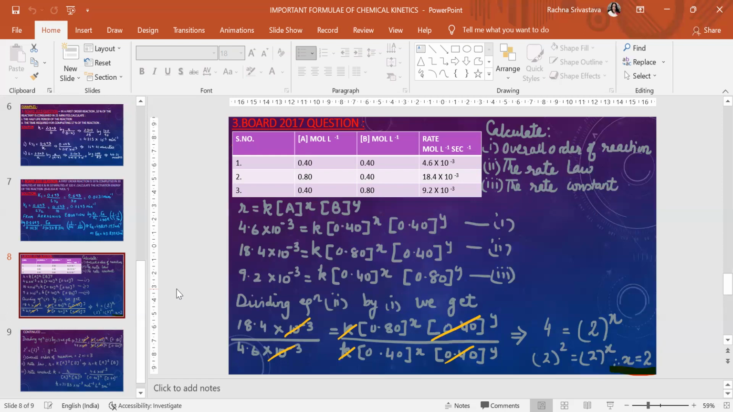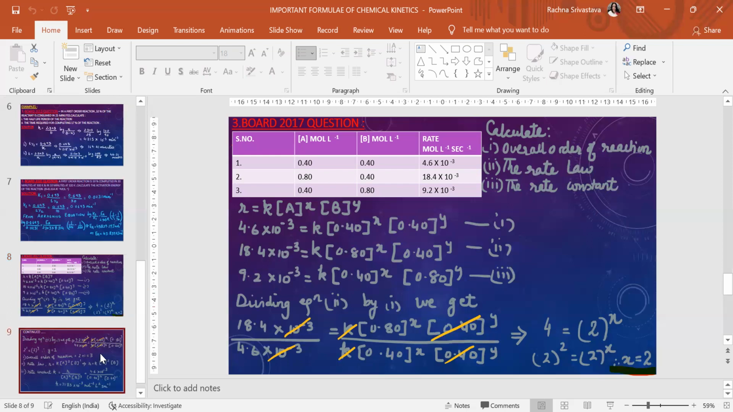The value of K will get cancelled, 10 to the power minus 3 will get cancelled. So you are left with, after simplifying everything, 4 is equal to 2 raised to the power x. As I said, to calculate the power, you have to make the bases same. So 4 can be converted into 2 raised to the power 2 is equal to 2 raised to the power x, because 2 is the base, which is same in both the cases. Therefore, x is equal to 2.